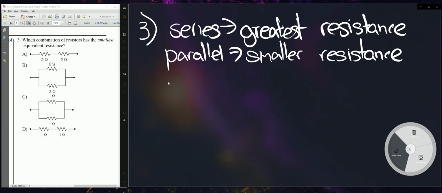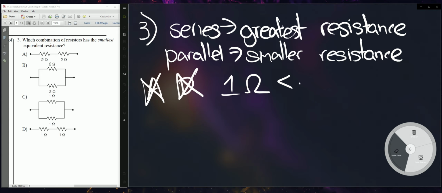So you can automatically rule out choice A and D. Choice A is automatically wrong. Choice D is automatically wrong as well. So it's either choice B or C. Well, clearly choice C has the lowest resistance because it has 1 ohm, and 1 ohm is less than 2 ohms, right? So it's going to be choice C.